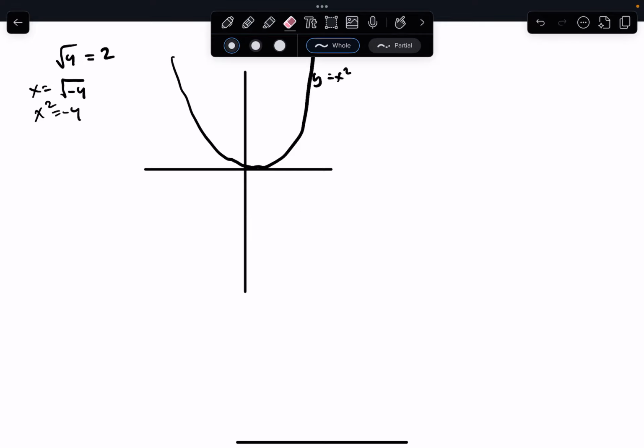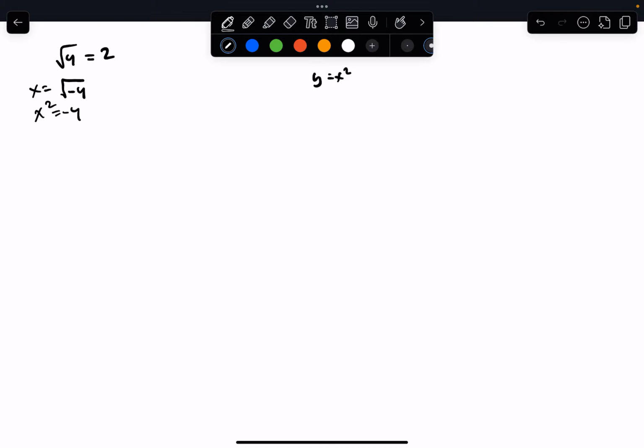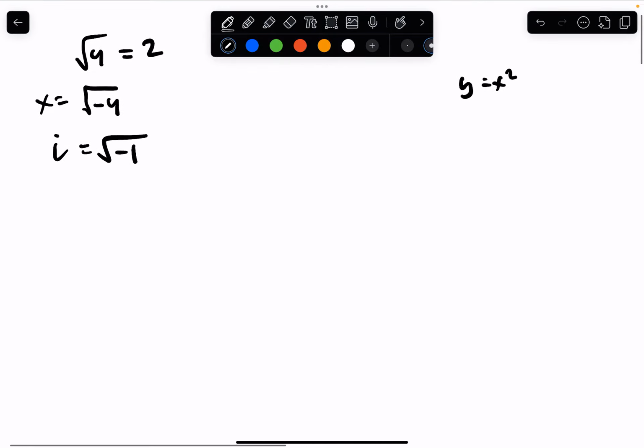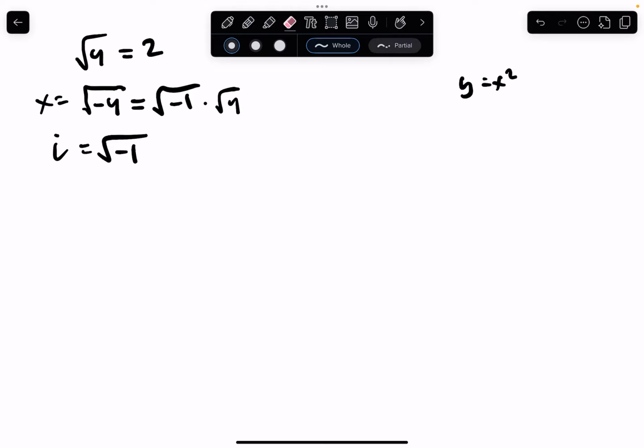So what we have done as mathematicians is created this unit, this imaginary unit called i. This i is equal to square root of -1. Now, with the properties of the square root, there are some exceptions to this property, but we generally say that square root of -4 is equal to square root of -1 times square root of 4. And this is hence equal to 2i.